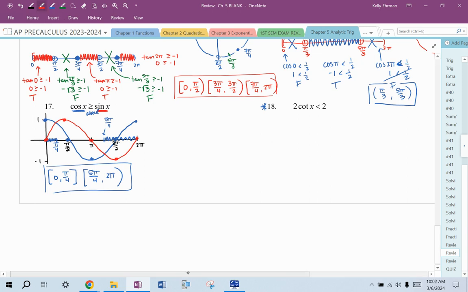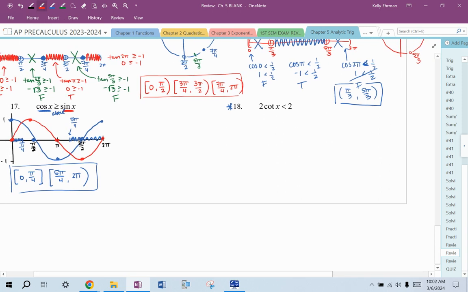All right, we're ending on, again, another slightly difficult one. We've got cotangent. So first isolate it, divide by 2. When is cotangent less than 1? So cotangent is less than 1.